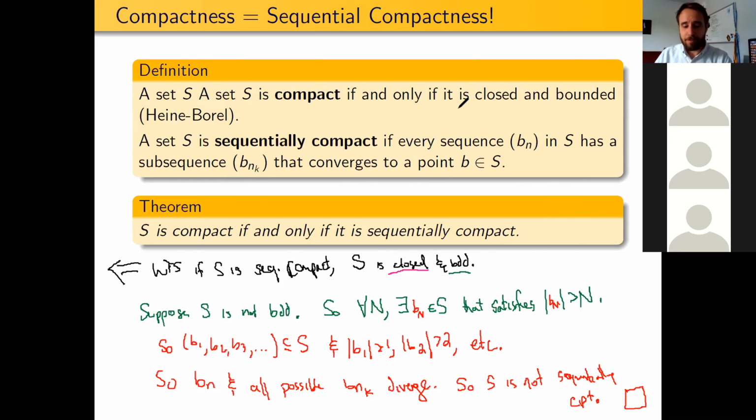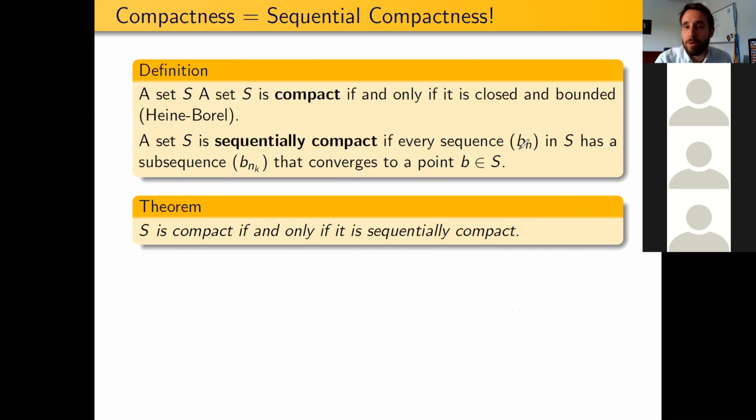Okay, so this is great. So now we actually have three completely different ways to describe compactness. We have the original definition, right, the open cover definition. We have the closed and bounded definition that was due to Heine-Borel. And now we have this sequential compactness definition. And so we can now see how we can use these different definitions when appropriate, right? We can sort of choose which one best fits our needs for a given proof.